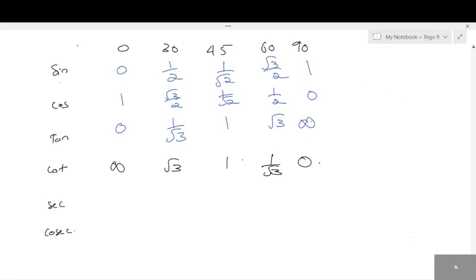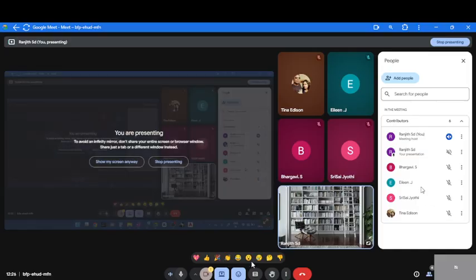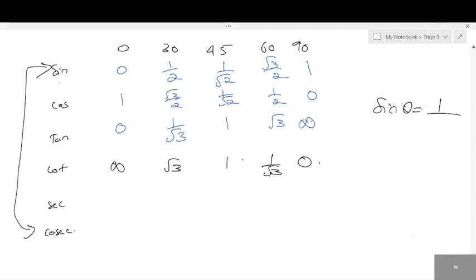Okay, what are the reciprocal values? On the left hand side we have all these reciprocals. What is the reciprocal for sine? Sine theta is equal to 1 by cosec theta. Am I audible to all? Why is nobody responding? What is cos theta? 1 by sec theta. Look at the left hand side. All these are reciprocal relations.